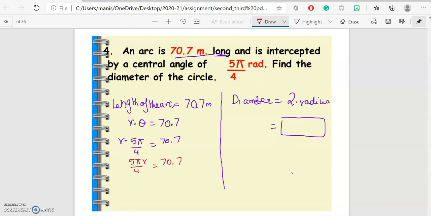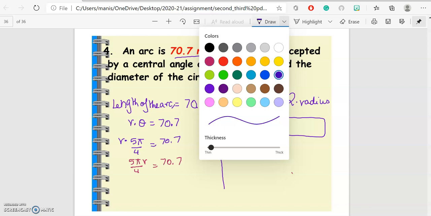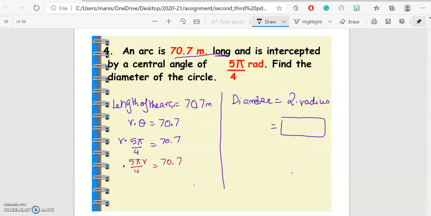So first of all, I will be multiplying both the sides by 4, so I can get rid of 4 over here. Cancel out. And afterwards it looks like this: 5 pi times r is equal to 70.7 times 4. Now I need to divide both the sides by 5 pi, which will give me the value of radius which we are looking for.